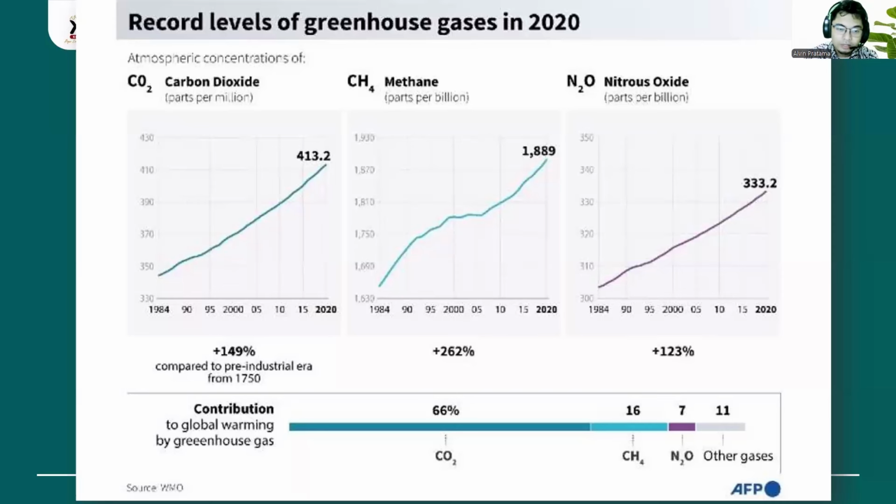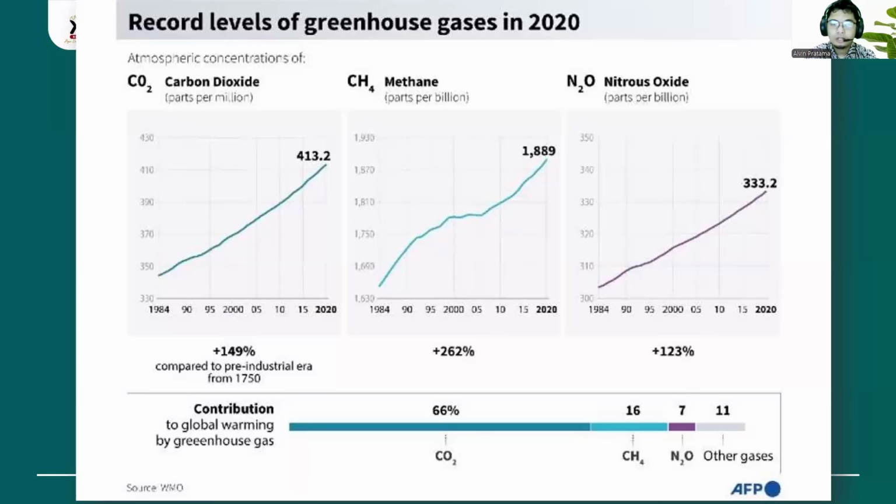Next, you can see the methane, which hit 1,001.88 ppm. Methane is especially potent. It's more effective at trapping heat than carbon dioxide, even though it exists in smaller amounts. Since the pre-industrial era, methane has increased about 262% and now contributes around 60% to global warming. And the last, we have nitrous oxide, which reached 333 ppm. That is a 123% increase since 1750. It contributes about 7% to global warming.